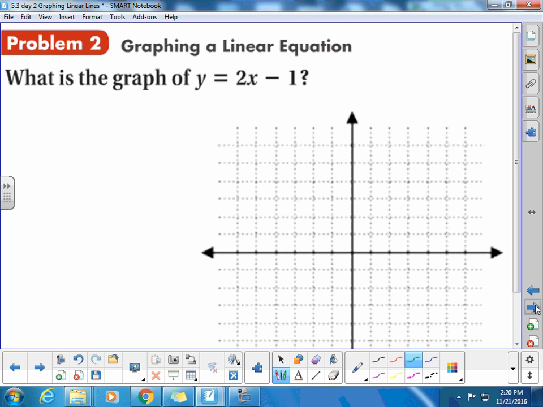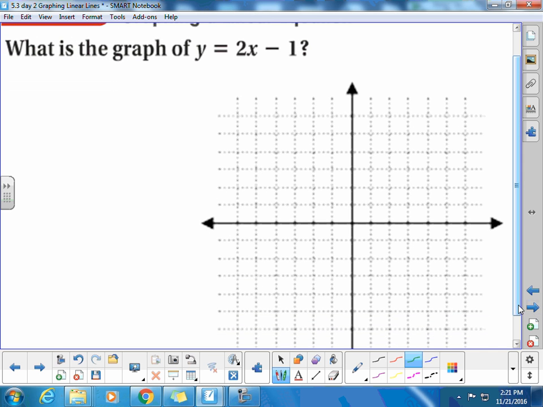So graphing a linear equation, what's the graph of y equals 2x minus 1? So remember, this is b, which is where we begin. And that's where it crosses the y-intercept, or the y-axis, excuse me. It is the y-intercept. So it says it crosses down here at negative 1. So we put a point at negative 1. And this is our slope.